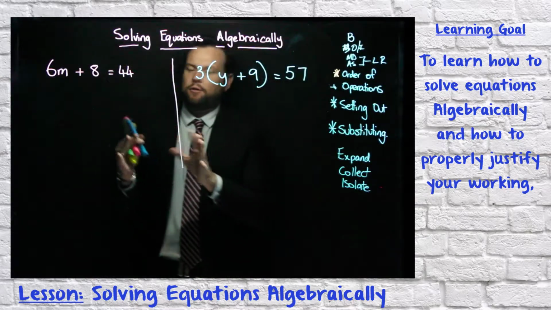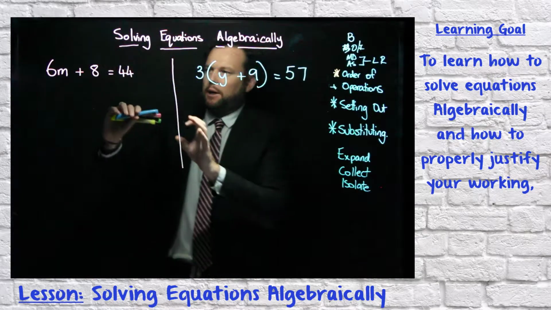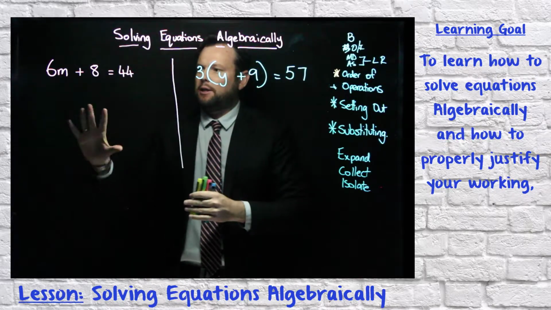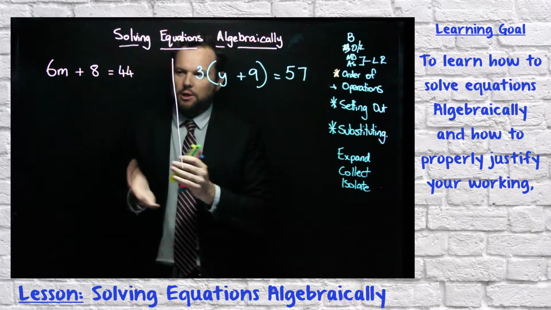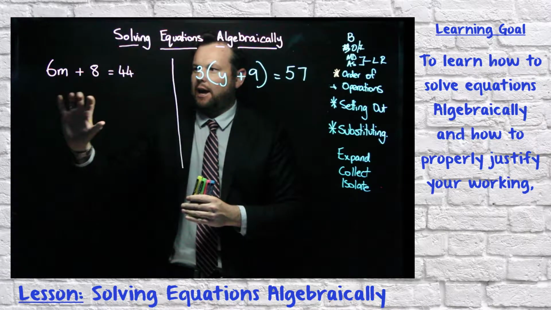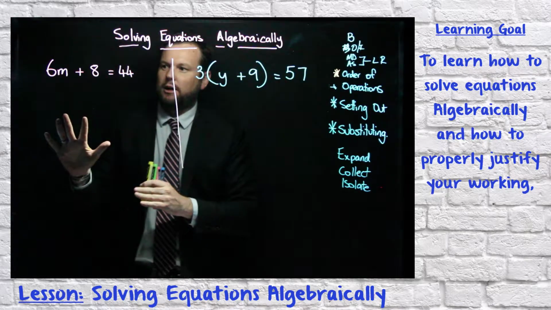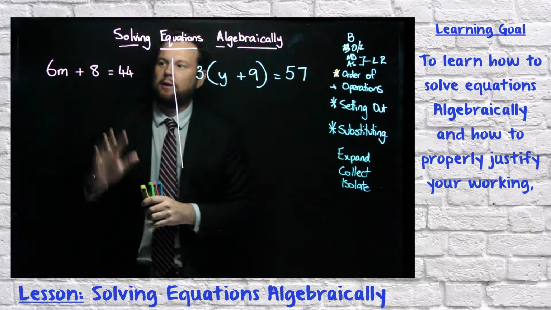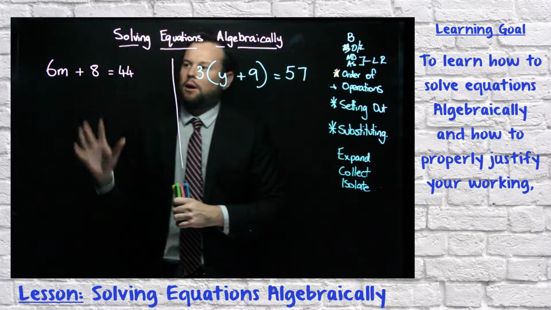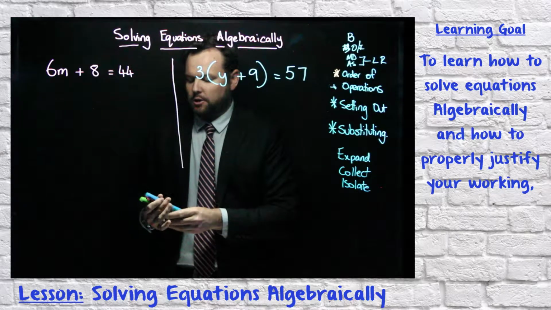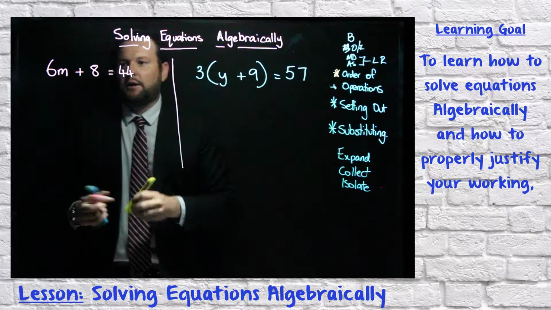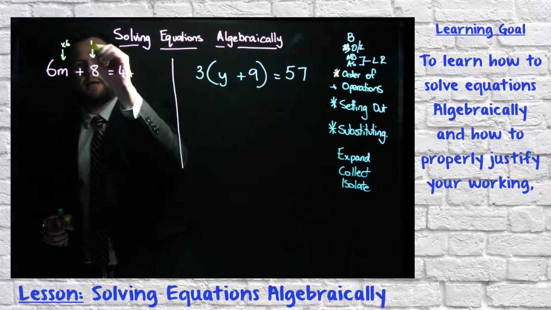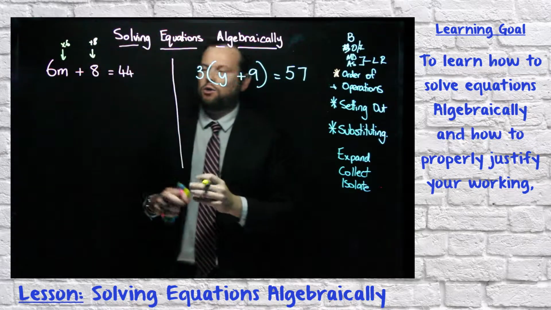Okay, so we're just going to look at a few more questions, and I'm going to ask you a few more questions within this clip, in order to make sure that you're right up to date with how to do this. So let's have a look at this one here first. The first thing I want to ask you is how many operations are there in this equation? Okay, so obviously we've got 2 operations. Those 2 operations are our times by 6 and our plus 8.